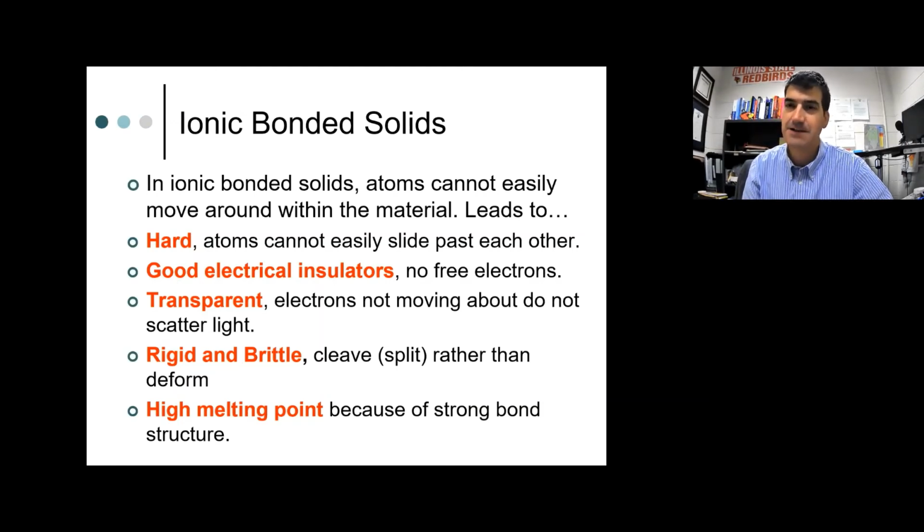So we were talking about ionic bonded solids, and we left off by talking about how they are transparent because the electrons are not moving around. And if you don't have a whole lot of electrons moving around, they don't scatter the light as much. So they tend to be transparent materials. They also tend to be rigid and brittle, like we just talked about a couple of slides back. And they also tend to have a pretty high melting temperature because they are held together with pretty strong bonds. And so to break those bonds and melt it, you have to apply quite a bit of heat to break those bonds and get it to turn into a liquid.